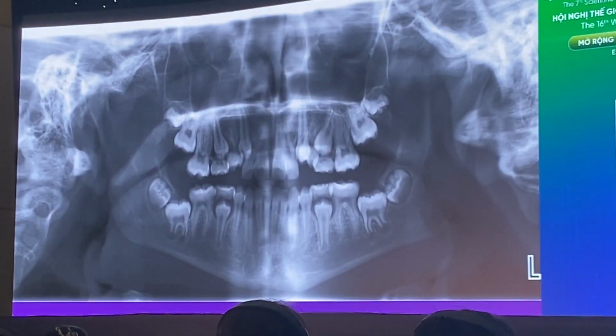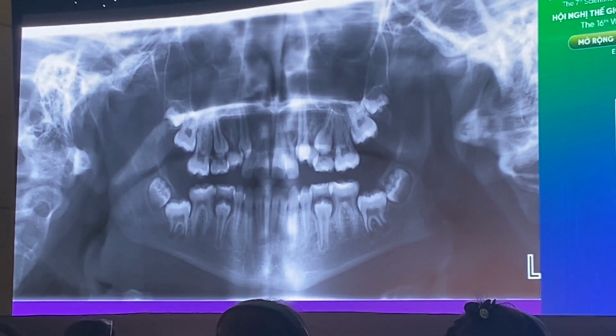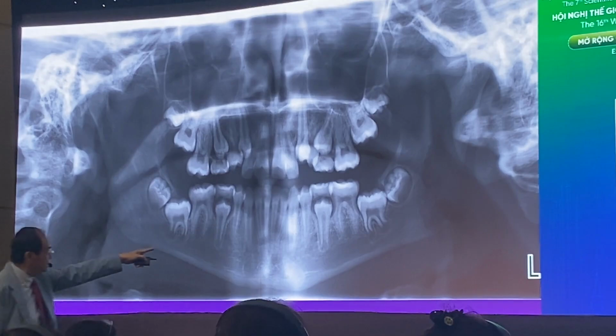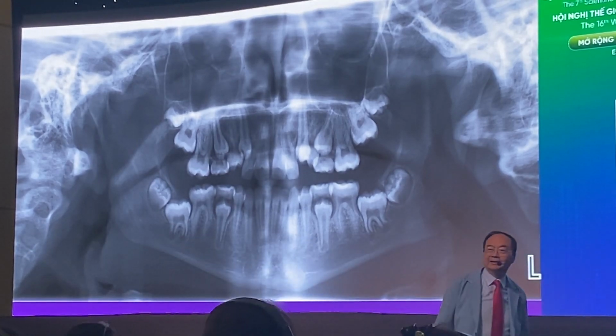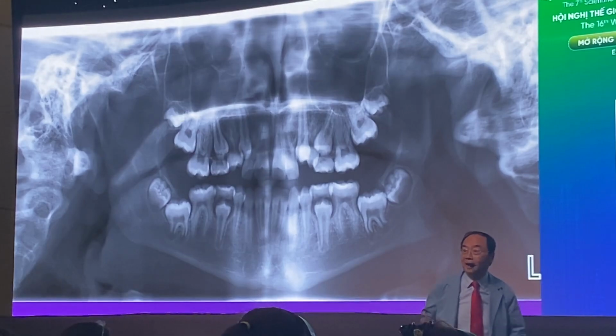So what are you going to do? There's no teeth missing, but take a look at the third molars at the back. This is fighting the second and third molar. They're fighting to come in.